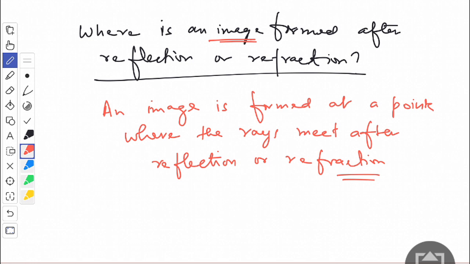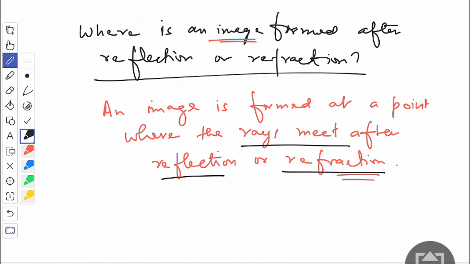Okay, I have not talked about virtual and real. We'll come to that later. First, this is the idea. An image is formed at a point where the rays meet after reflection or refraction. Okay, this is the basic idea of an image. Now let me bring in the real and virtual, and I'll also explain that. Then I'll give you a short break. Don't worry about it.